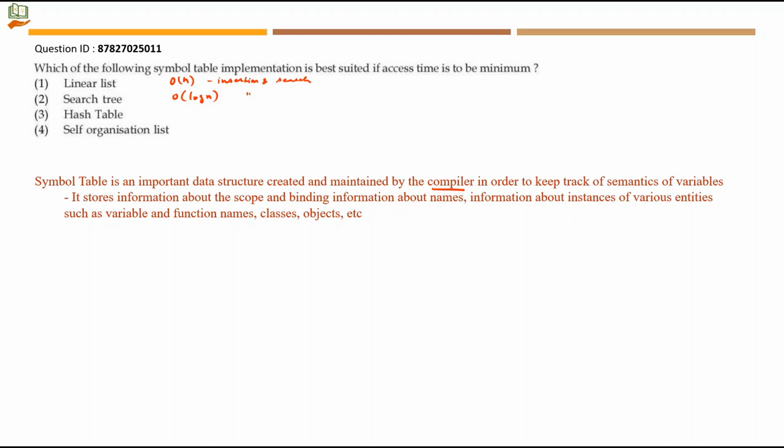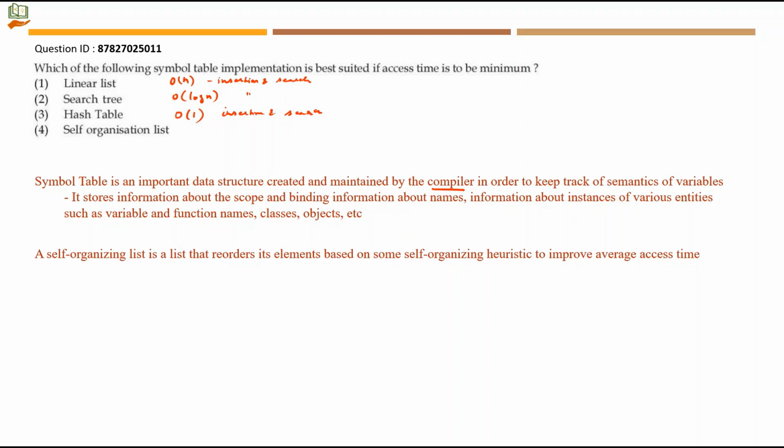What about hash table? The elements are stored in an array with index numbers. So when you want to search, you will exactly locate it. And when you want to insert, you will calculate the slot based on a particular hash function and immediately insert it. This means that it takes O of 1 time for insertion as well as for searching. Now we have a term called self-organizing list. What is it?